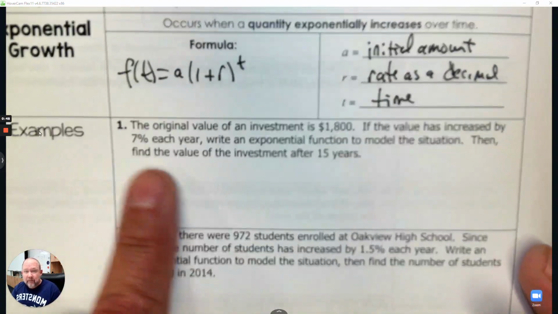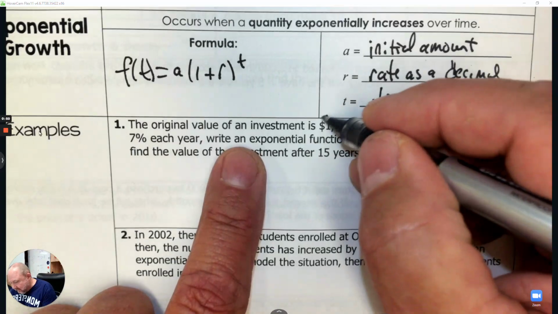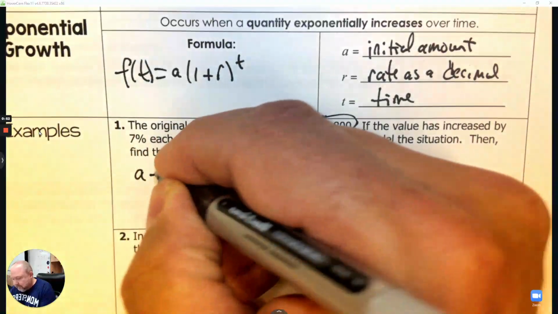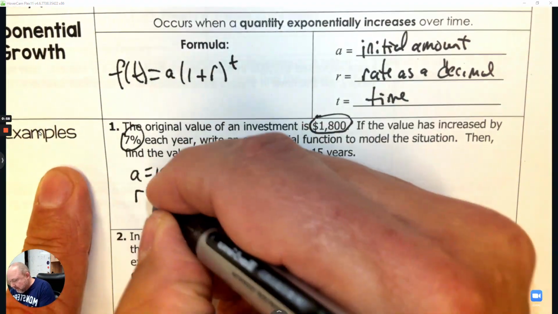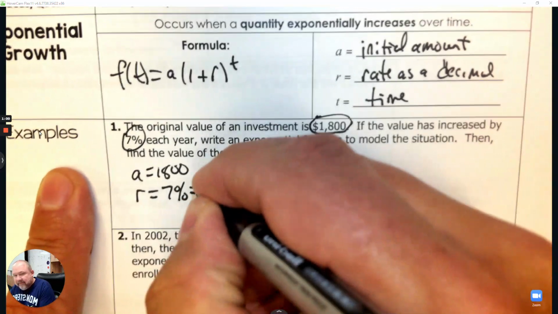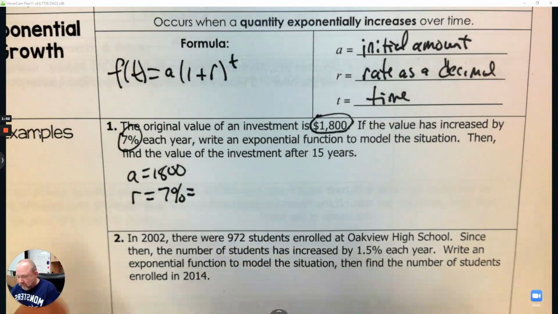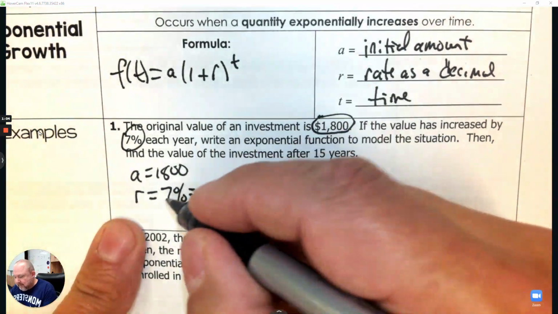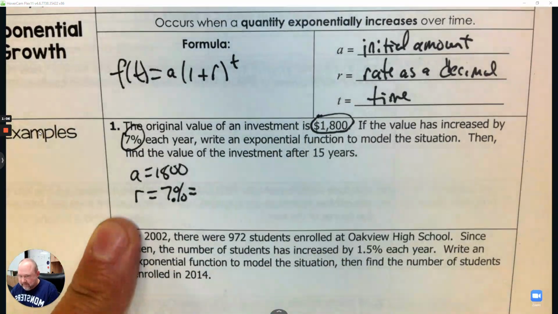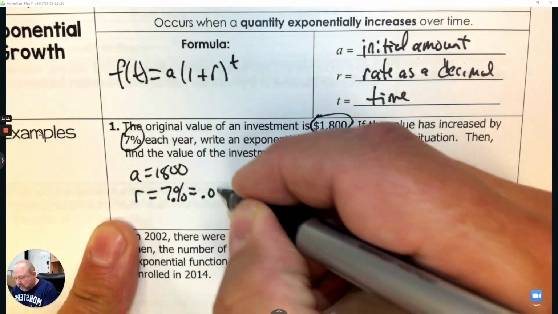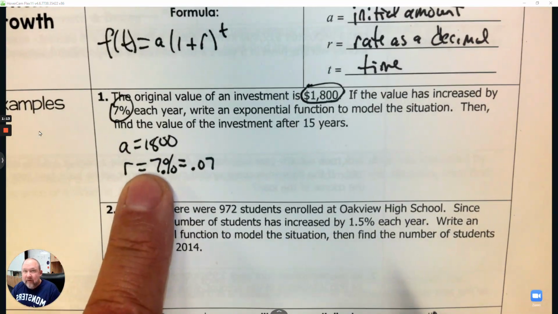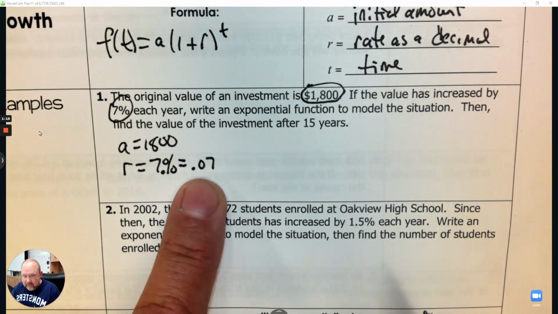So if I look at number one, the original value of an investment is $1,800. That's what A equals. The value has increased by 7% each year. That's going to be R. Now, if I write down 7%, I have to have the skill to change it to a decimal. So let me show you. There's a decimal after 7, and we move that decimal 2 to the left. So it becomes 0.07. So do you have the skill to change a percent to a decimal?